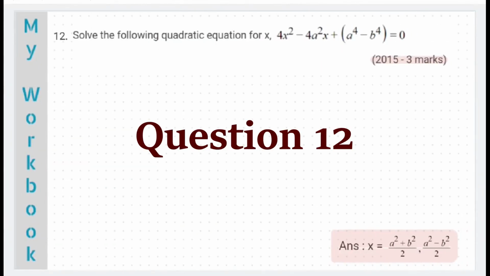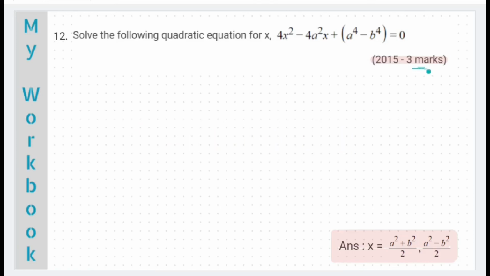12th sum, solve the following quadratic equation for x. 4x square minus 4a square x plus a power 4 minus b power 4 equal to 0. 3-mark question. So again, let's express this as a product of factors. For that we will simplify this.